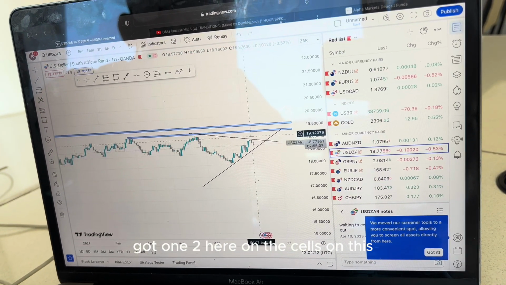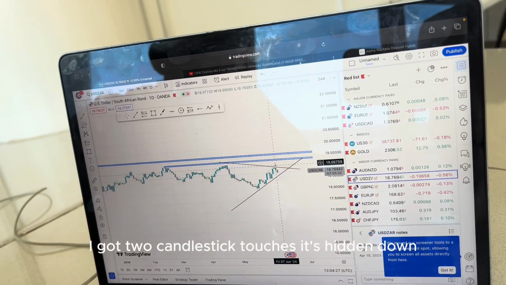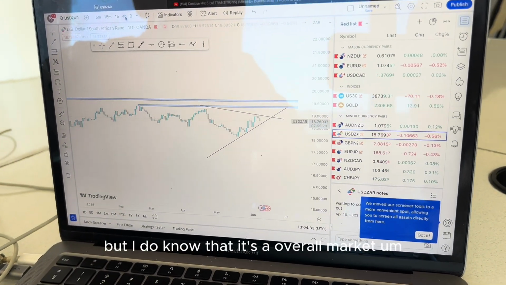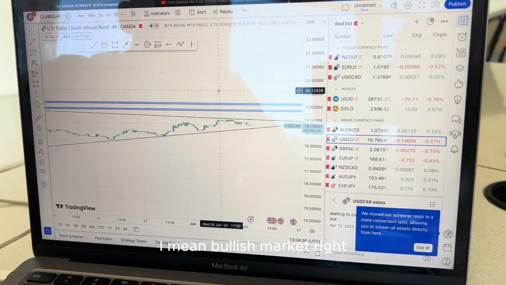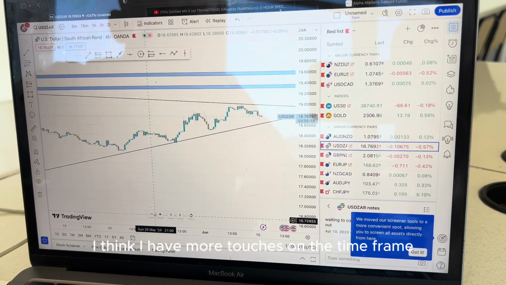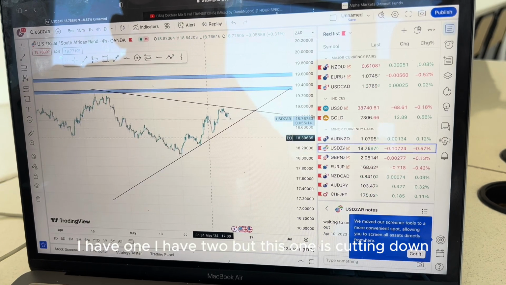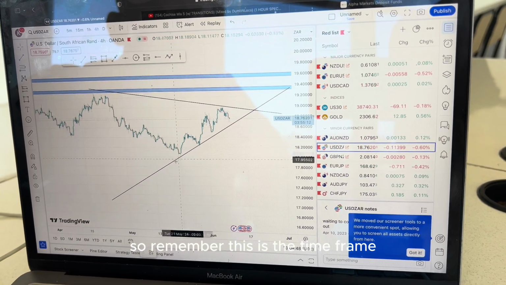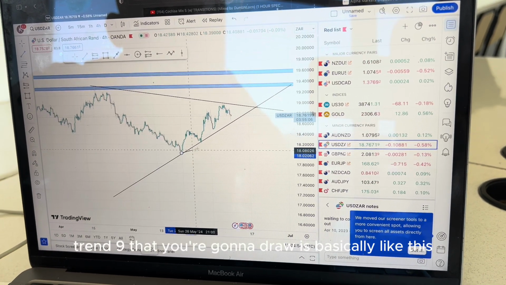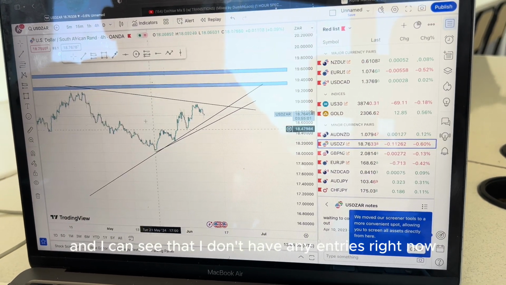I got 1, 2 here on the sells. On this bearish momentum here, I got 2 candlestick touches. It's heading down. I'm waiting for it to come back here, as you can see on the daily time frame, but I do know that it's an overall bullish market, right? So now decreasing to the 4-hour time frame, I think I have more touches on the trend line, right? I have 1, I have 2, but this one is cutting down. So remember, this is the trend line that I drew on the daily time frame. So on the 4-hour time frame, the trend line that you're gonna draw is basically like this. Remember, I shouldn't cut through any wicks, and I can see that I don't have any entries right now.